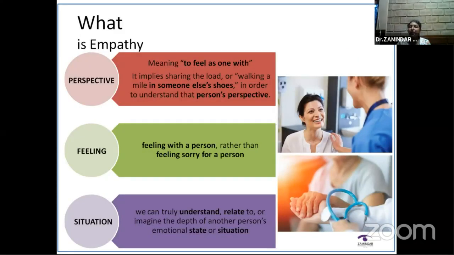What is empathy? In the perspective of empathy, you see the world through the other person's perspective. That is walking a mile in someone else's shoes. You feel with the person, not the other way around. You don't feel sorry for that person. You truly try to understand the situation they are in, the deep emotional state they are in. This is what is empathy.